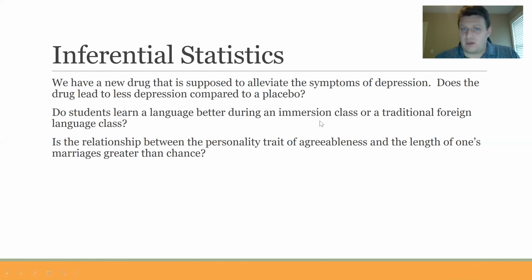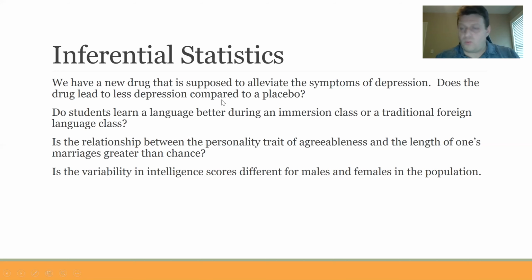So we can use inferential statistics to ask questions about linear relationships with correlations. We can look at variability as well. Is the variability, or the variance, of intelligence scores different for males and females? Here we're not talking about population means. We're talking about population variance. So there are many different kinds of inferential statistics out there.